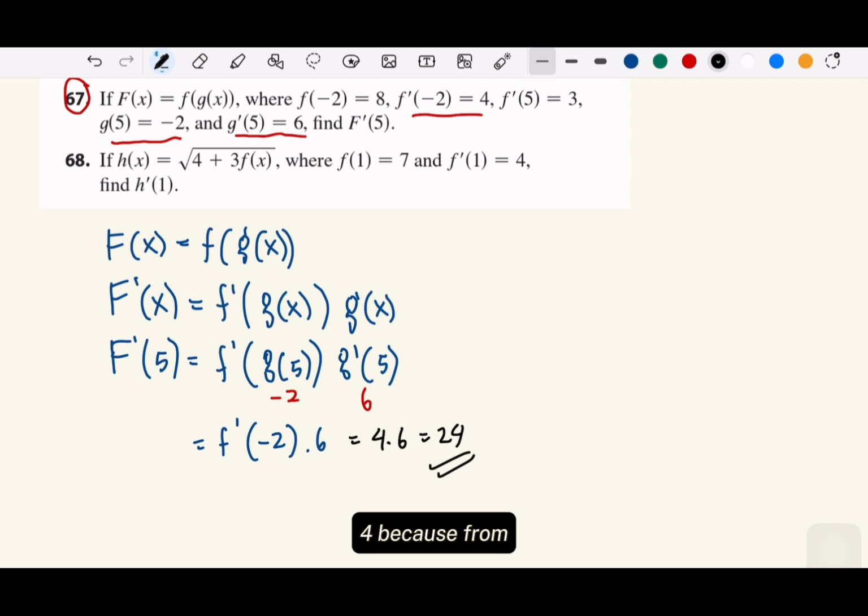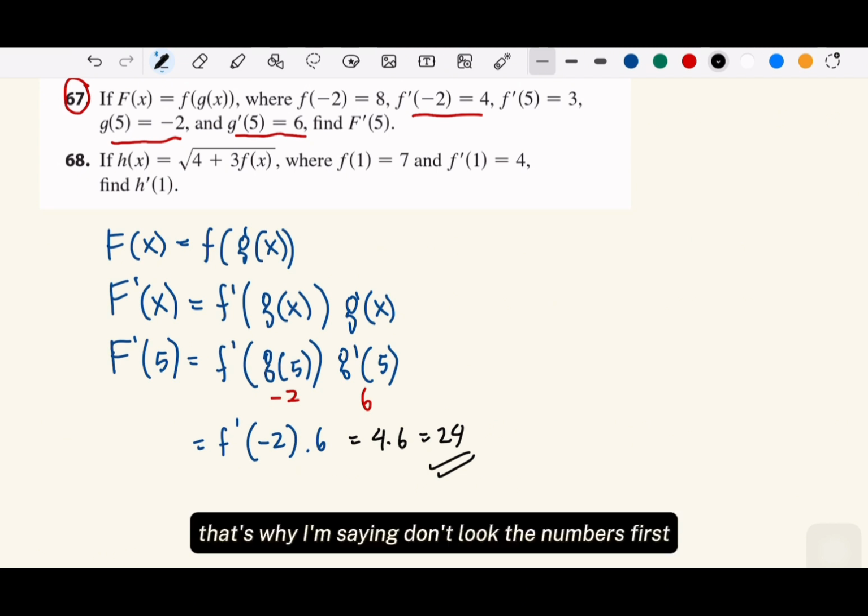4 goes from here. Okay, get it? And the other number is to confuse you. I know. That's why I'm saying don't look at the numbers first.